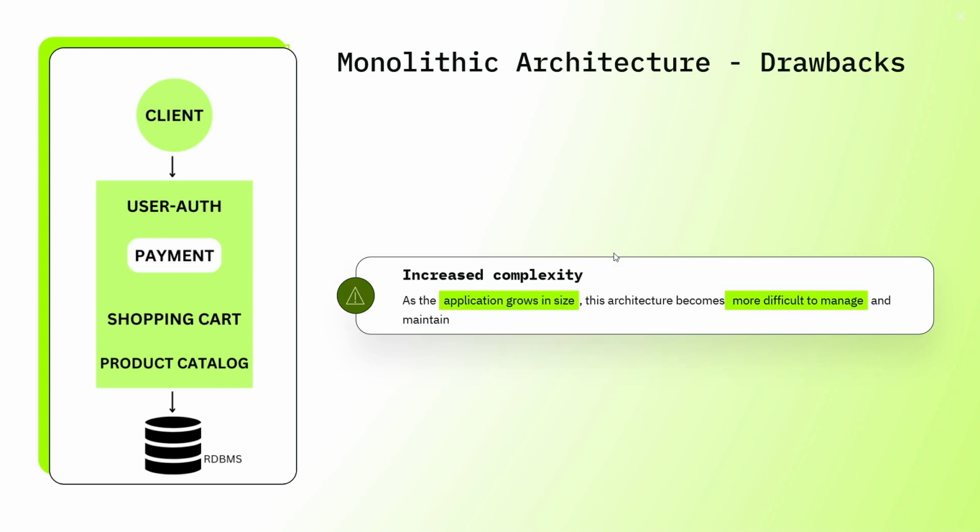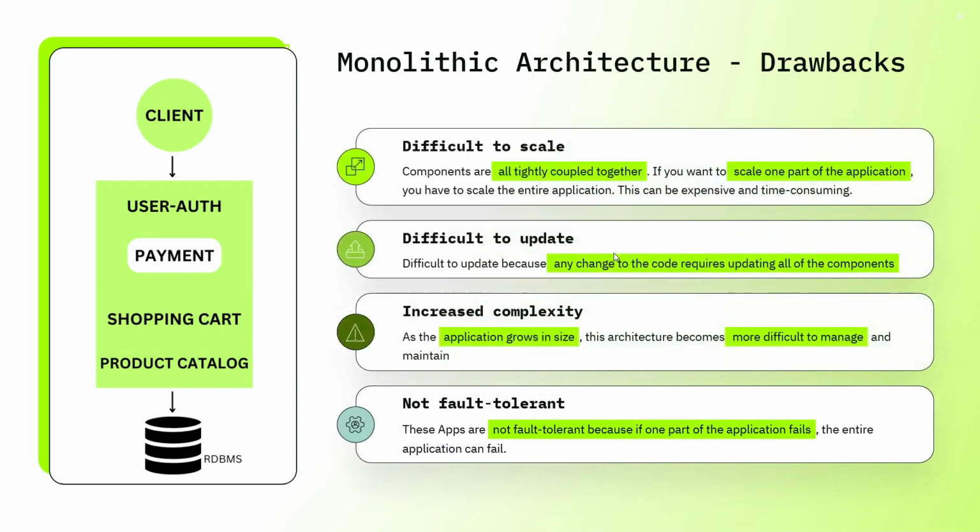And the next one is increased complexity. As your application grows, it becomes more difficult to manage. And the fourth one is that it is not fault tolerant. If one part of the application fails, the entire application fails. So here are the drawbacks of this architecture.